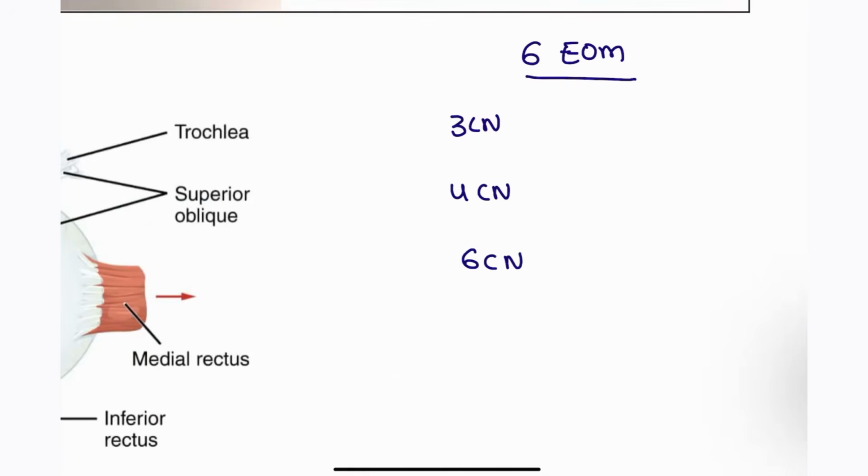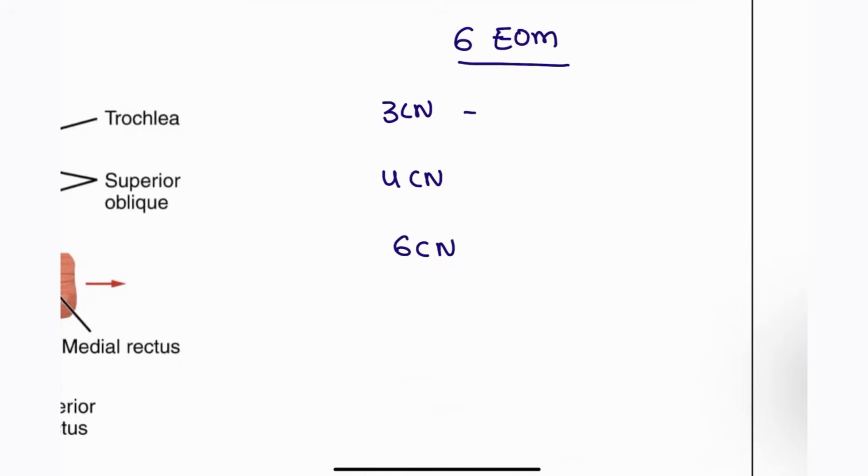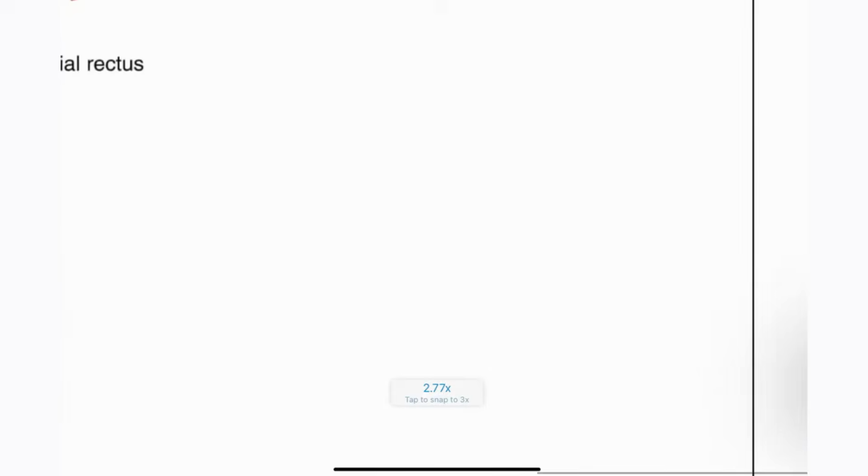Total 6 extraocular muscles. All muscles are supplied by the third cranial nerve except SO, superior oblique, and lateral rectus. So how can you remember this? All muscles are supplied by the third cranial nerve except LR6 and SO4. Okay, that is how you have to remember. Next, coming to the mechanism of action for each muscle.